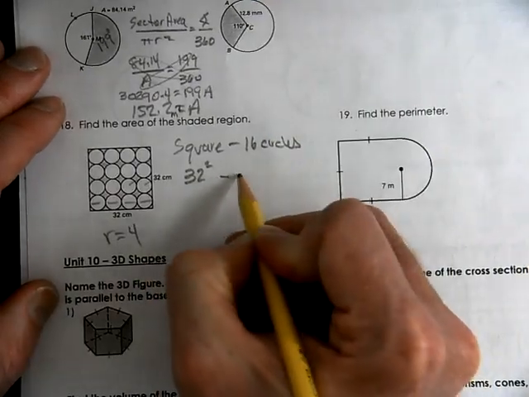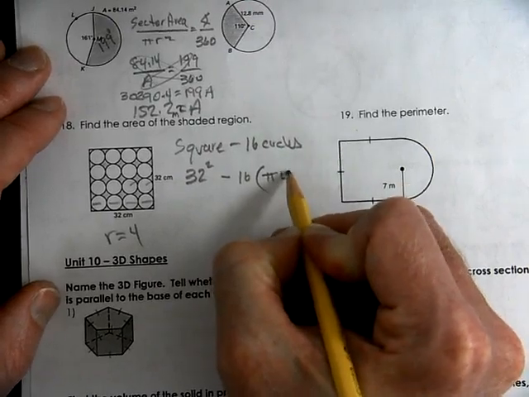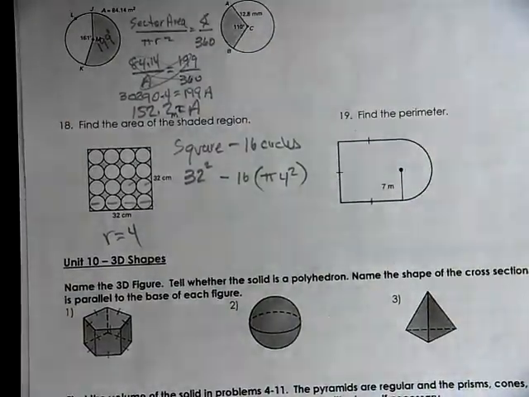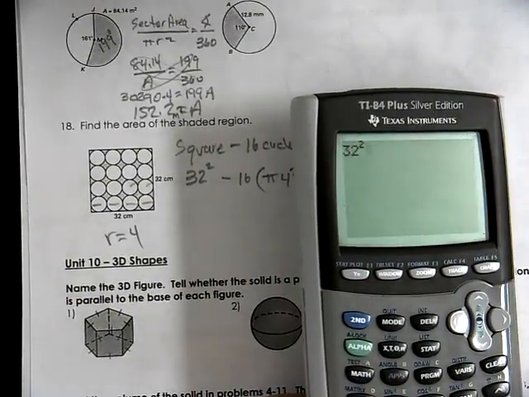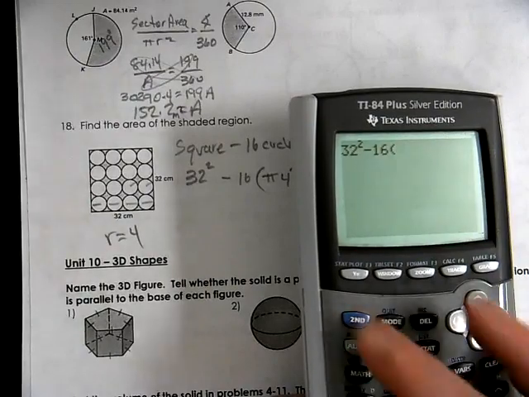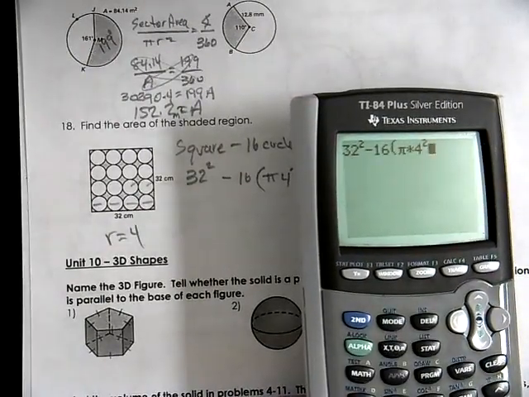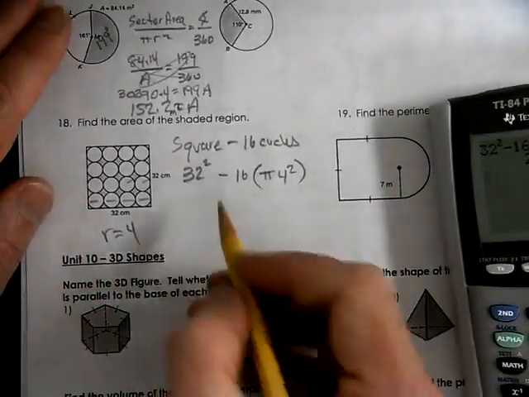So we're going to minus 16 times pi r squared. And we can do that right into our calculator. 32 squared minus 16 times pi r squared. That gives us 219.